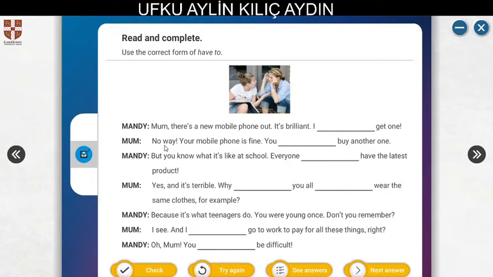Complete a conversation. Use the correct form of have to. Just you will use have to. Form of have to. Don't have to. Have to. Let's see.